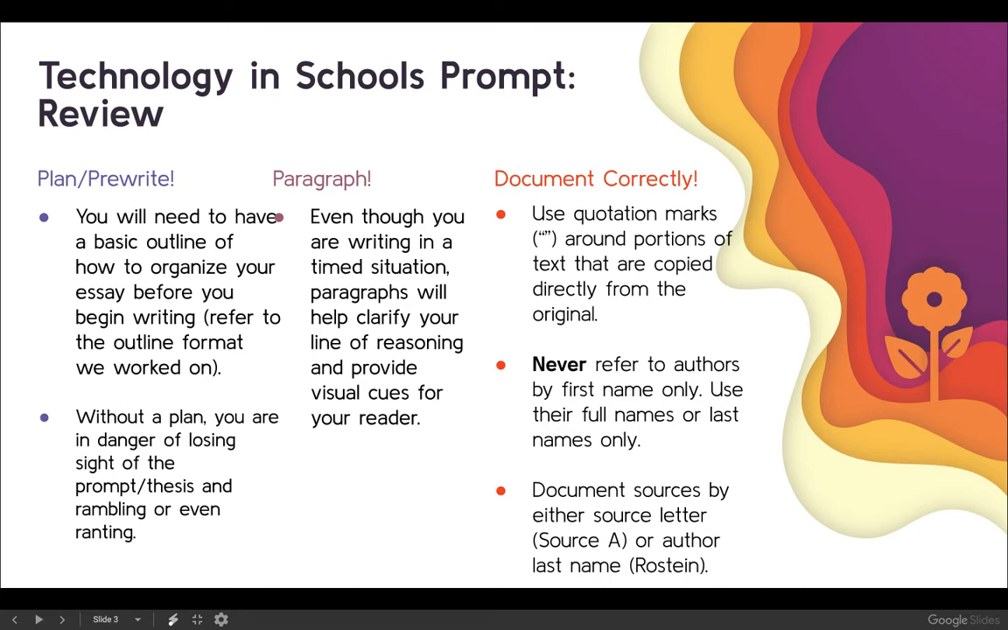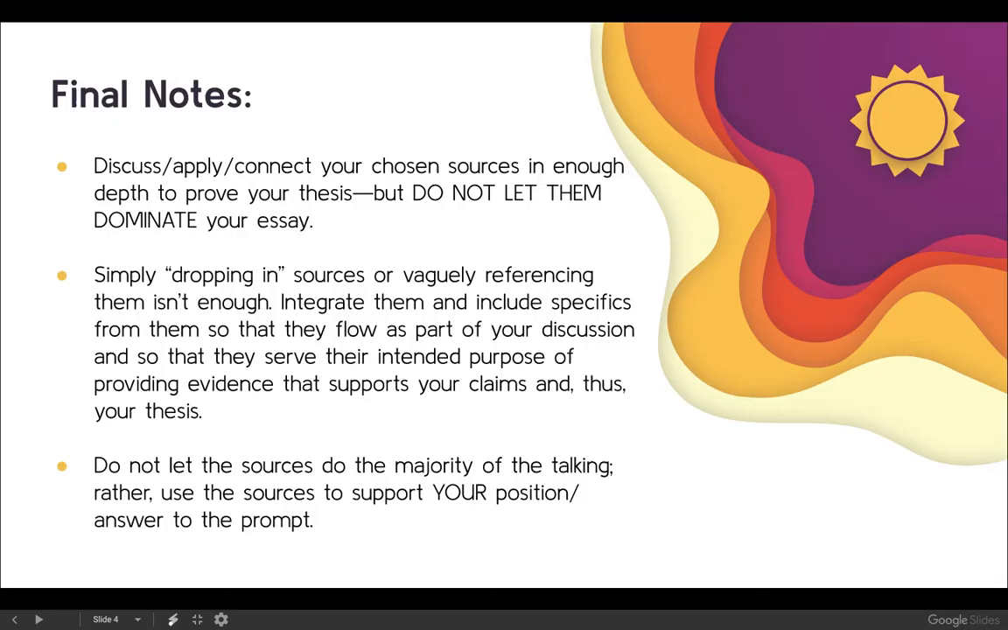And then document your sources according to whatever the prompt says. So either source A, B, or C, or whatever, or the author last name. Personally, I think it's better to go with source A, B, C, and D, just because some sources might not always have an author last name, and it gets complicated how to parenthetically cite. So remember, you do need to use your chosen sources.